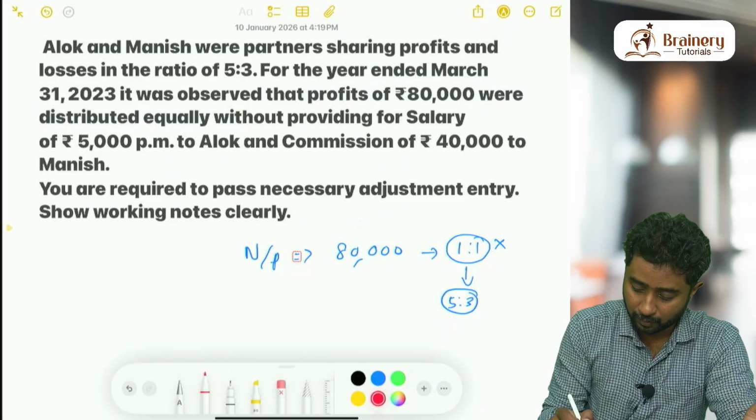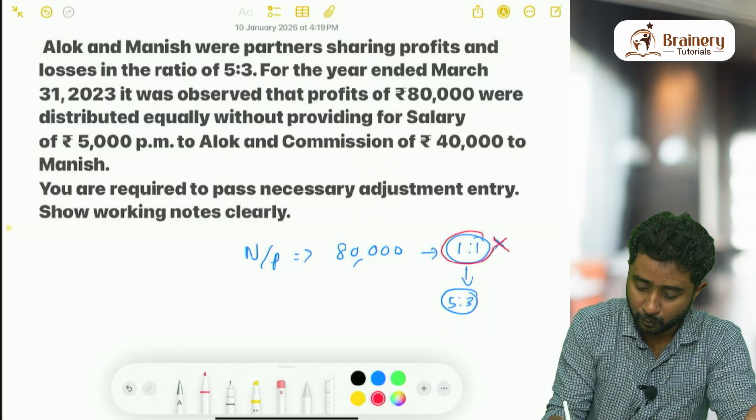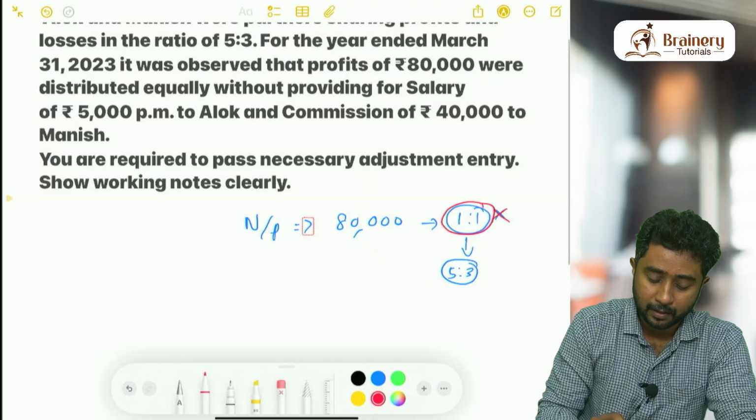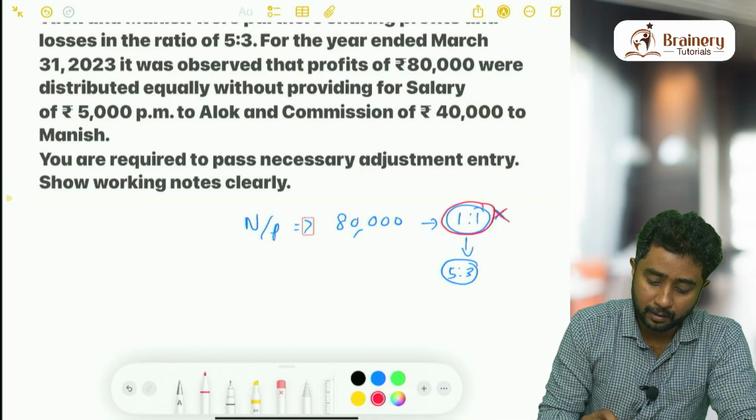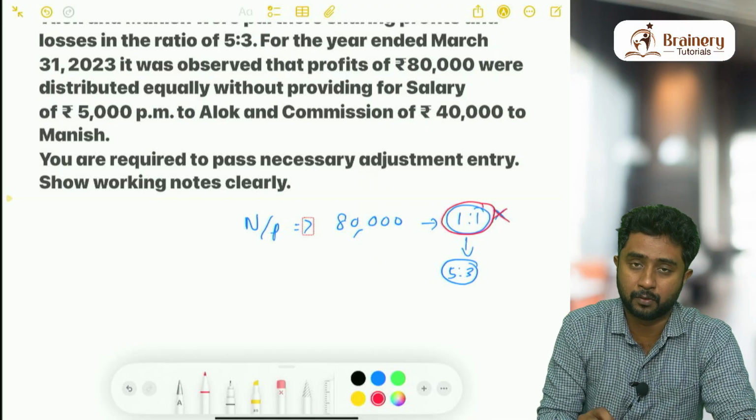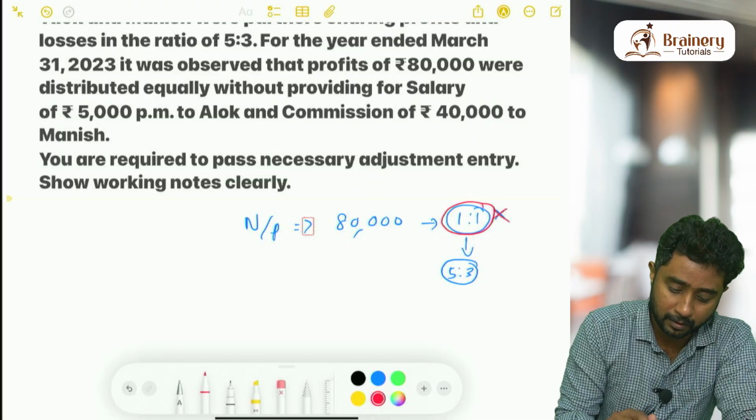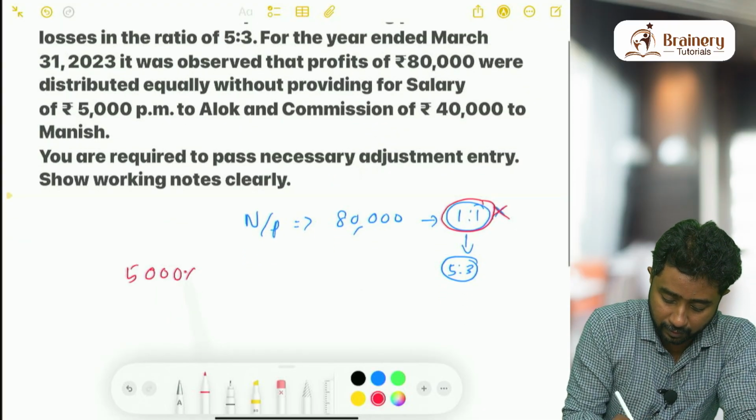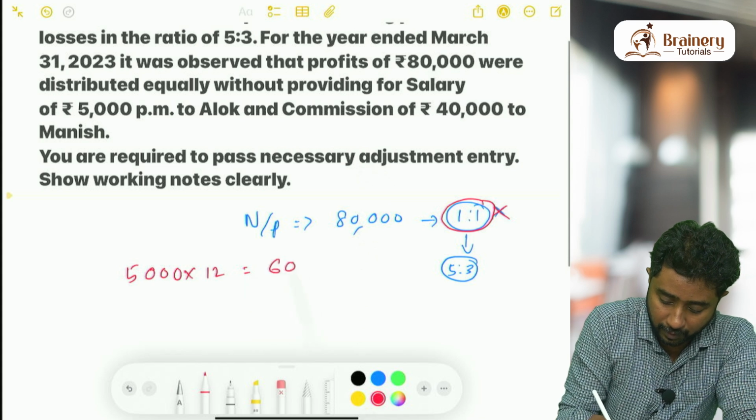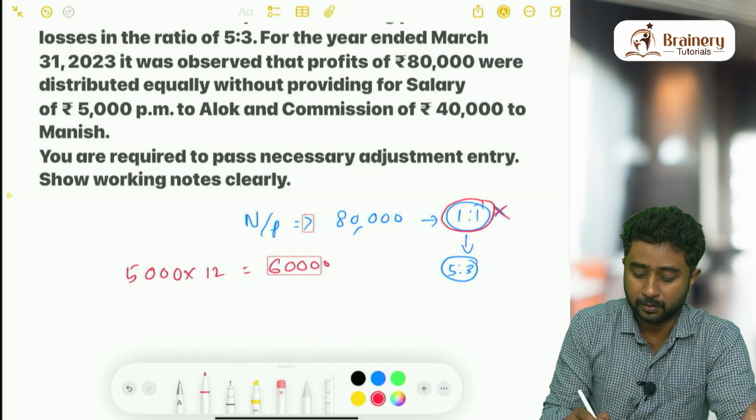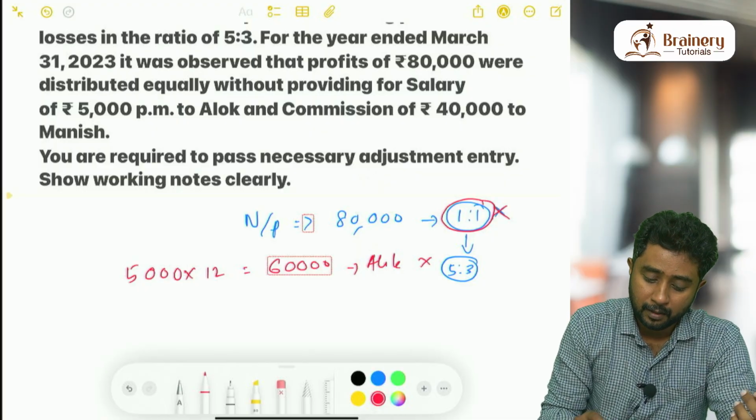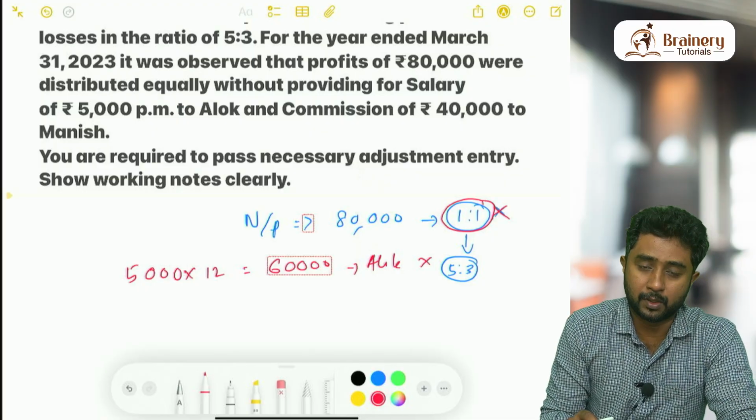So here the wrong ratio is which one? 1:1. The correct ratio is 5:3. One mistake. The next mistake is we were supposed to give salary of rupees 5,000 per month to the partner, and 5,000 per month means obviously for a year it will come as 60,000. 60,000 should be given to Alok, which we didn't do. Second mistake. Third mistake is commission of rupees 40,000 to Manish.